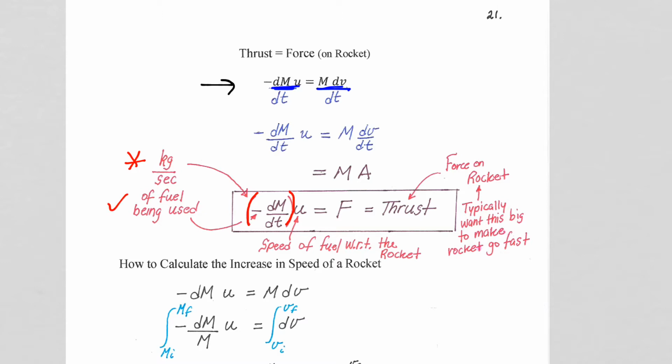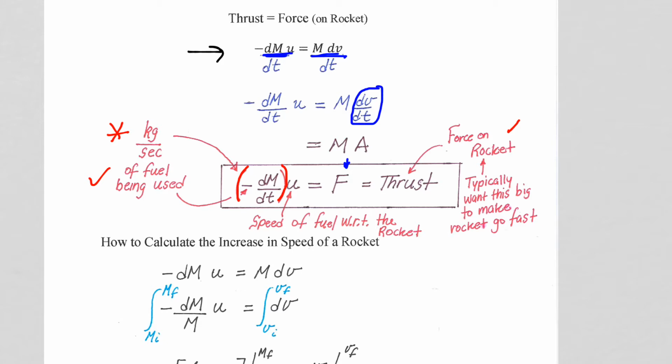And look what dividing by dt did on the other side of the equality. dv dt, we recognize that right away as acceleration. So mass times acceleration is force, and there you have it. Our derivation was done as soon as we divided by dt. Now, rocket scientists use the word thrust to refer to the force on the rocket. Typically, we want the thrust, the force, to be big because we want rockets to go fast. We don't want them to just go up and then come back down. We want them to go up and keep going.